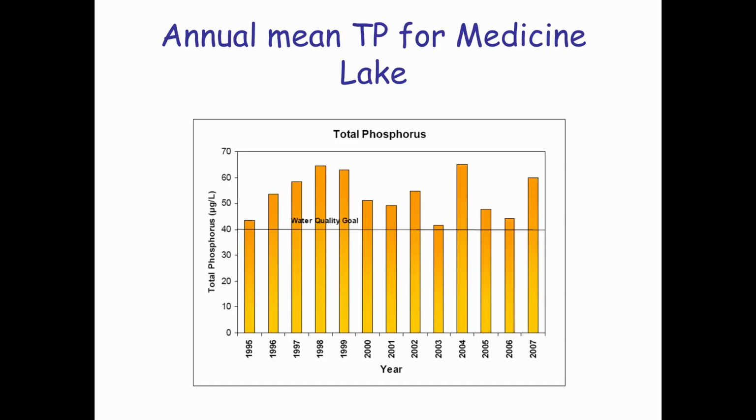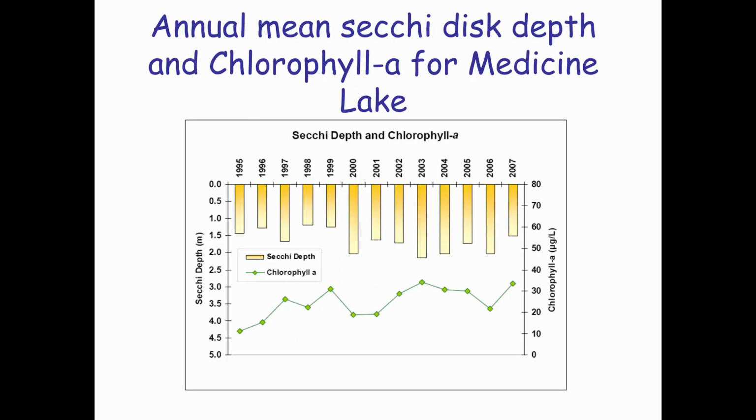Okay, here you can see the sampling from that location where the solid red circle was. Total phosphorus would be measured at that location on a monthly basis, and these are the annual average values that are shown. And we can see that the annual average values are well above 40 micrograms per liter, which is the water quality standard for this lake. Data goes from 1995 through 2007.